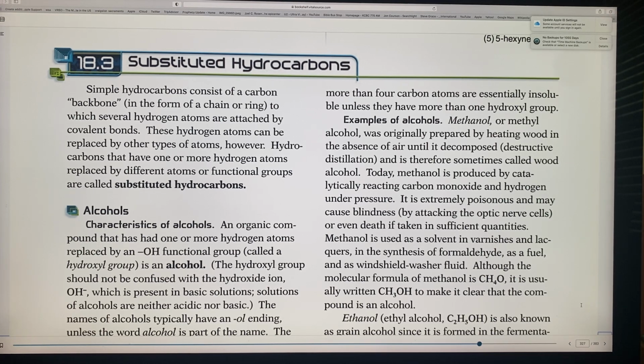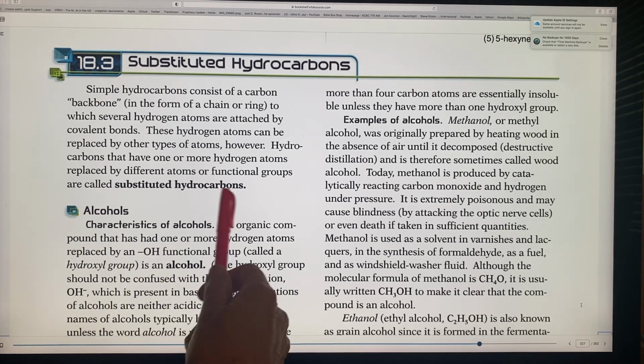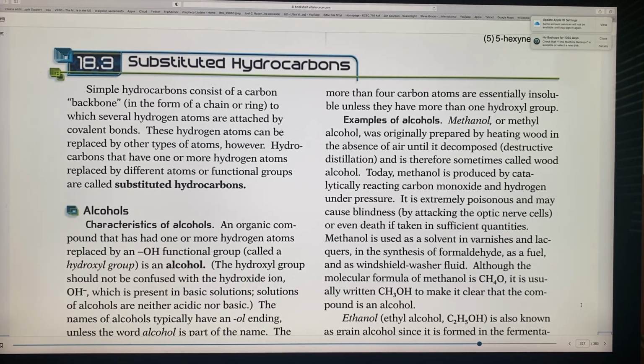Simple hydrocarbons consist of a carbon backbone chain, we know that, where several hydrogen atoms are attached by covalent bonds. But these hydrogen atoms can be replaced by other types of atoms, and these are the atoms that we're talking about. So hydrocarbons that have one or more hydrogen atoms replaced by different atoms or functional groups are called substituted hydrocarbons. And there's going to be quite a few different groups of substituted hydrocarbons.